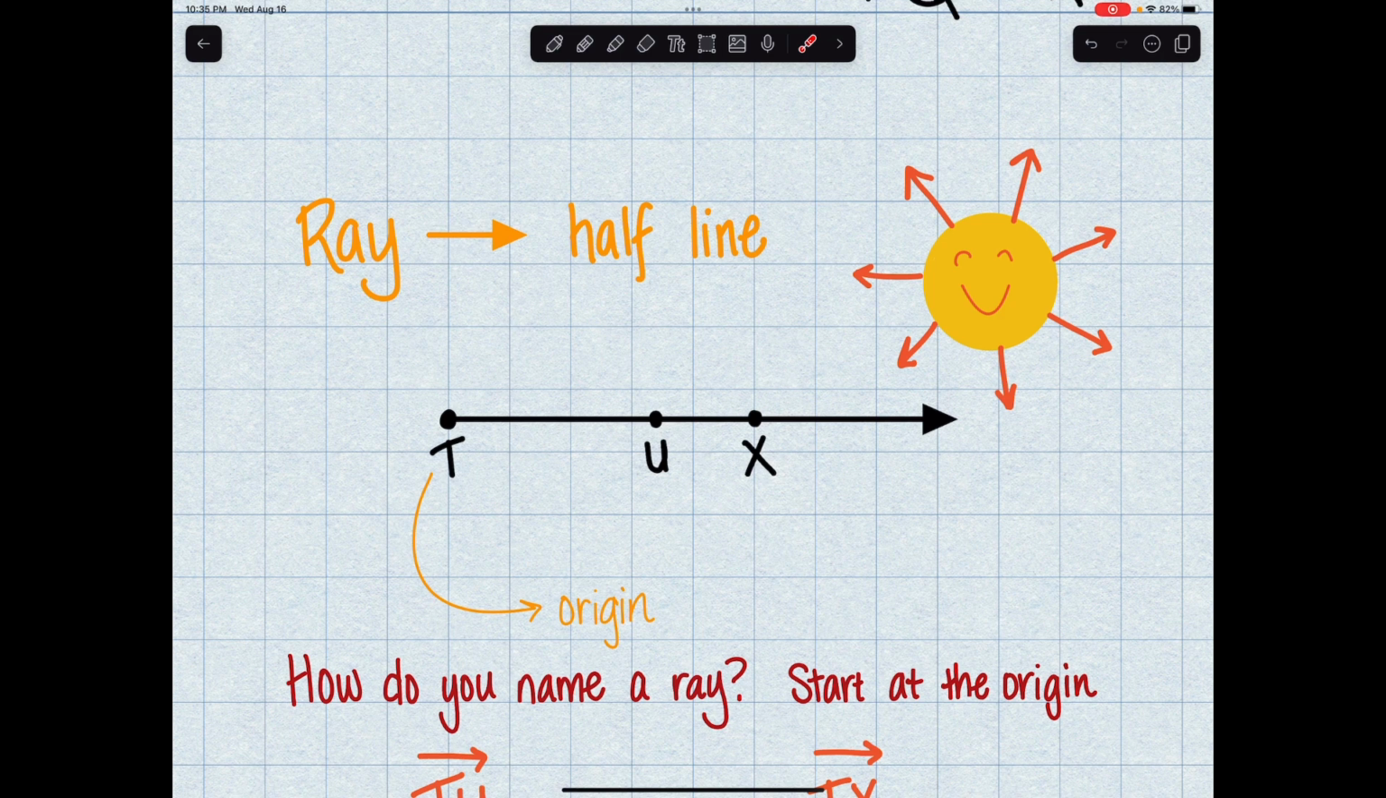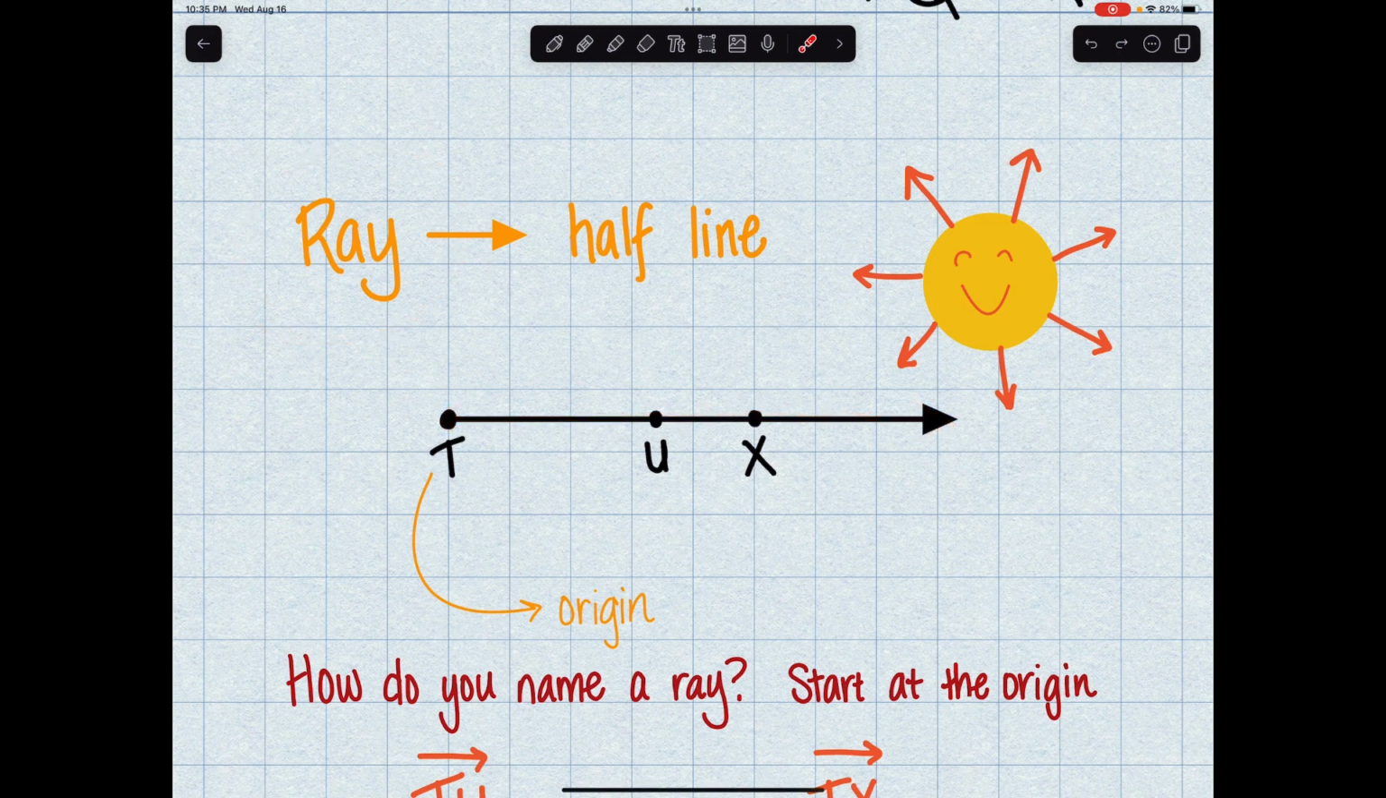Let's talk about rays. A ray is sometimes called a half line, because it has one endpoint right here, and the other side has an arrow, which means it goes off forever in that direction. I think of a ray as like a ray of sunshine. If you draw a sun, all of those things coming out from it are rays. They have this point, and then it keeps going forever in the other direction. So a ray has one point and one arrow that goes on forever.